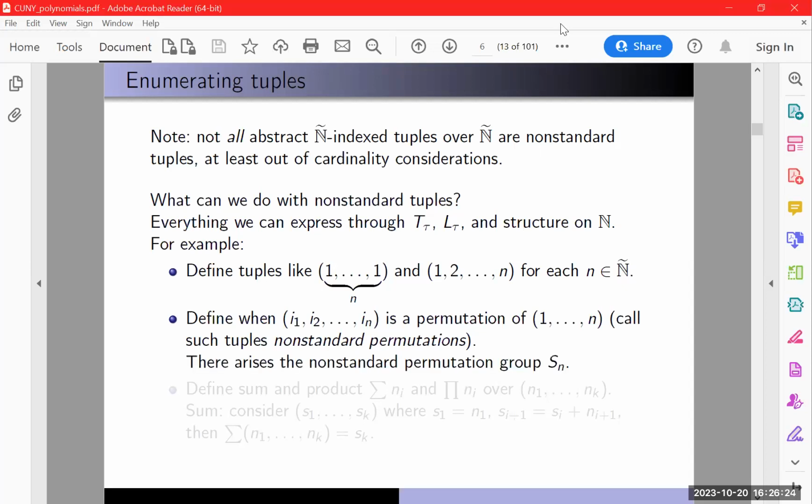Right. So then, since this is a group theory seminar, everybody probably thought, okay, do we get a non-standard permutation group? The answer is yes, we do, and I'll talk about it in a minute. But first, there is one more important thing that's actually going to be crucial for today.